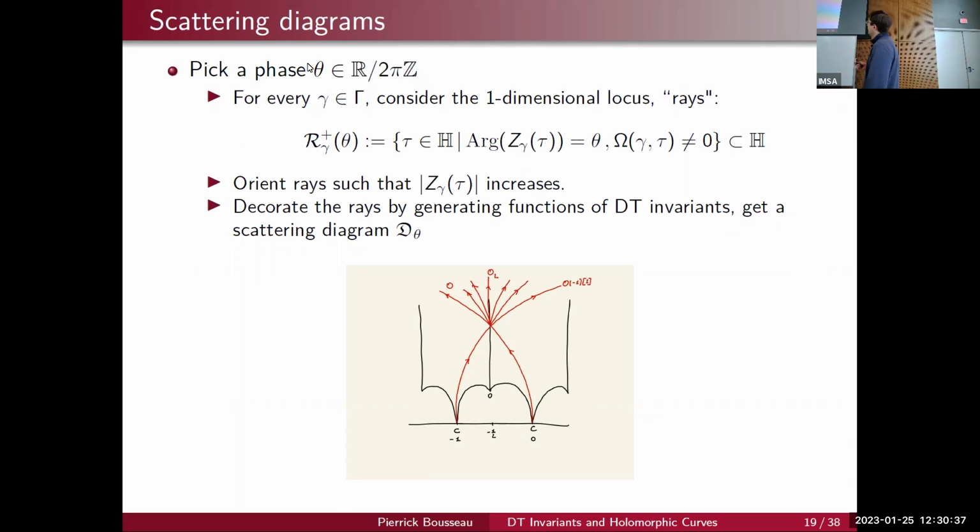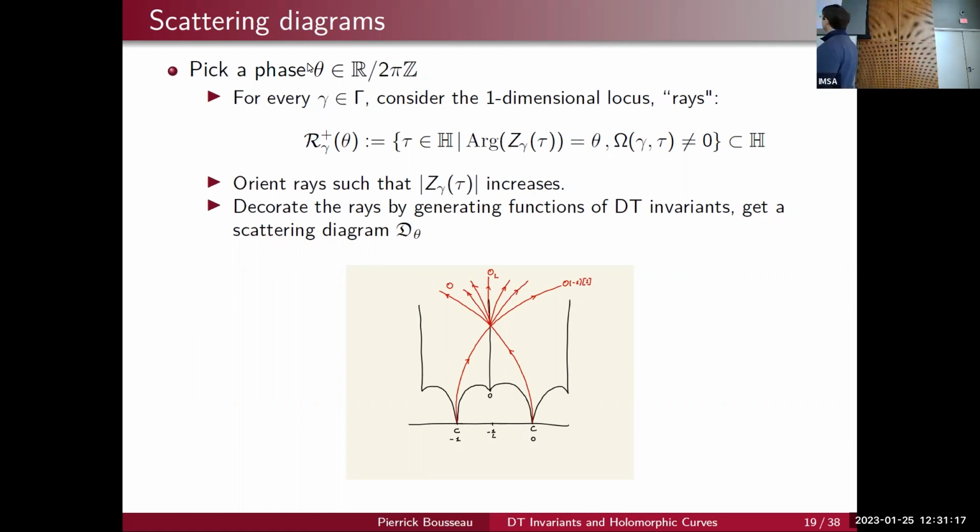And so for every choice of gamma and every choice of angle theta, I will look at some locus in the upper half plane, R gamma plus of theta, which are the points in the upper half plane where the central charge of gamma has a specific phase theta, and where you have a non-zero DT invariant of class gamma for the stability point tau. And on the picture, I will orient the rays so that the absolute value of the central charge increases. Okay, so this thing is a completely precise definition.